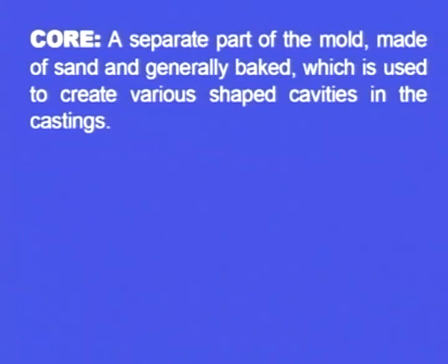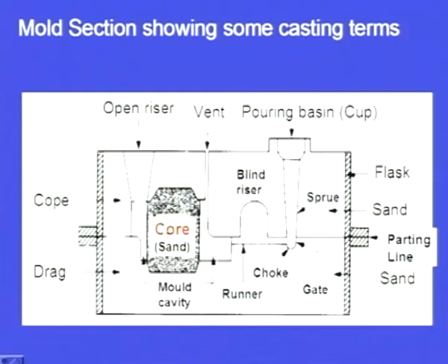Next one, core. This core comes into the picture whenever we have to make components with some hollow cavity. Whenever components are to be made with cavities or some recess, we have to use a core. This core is also made up of sand, and it will be baked to induce more strength. This is the sand mold, again this is the hollow cavity, and here we wanted a cavity. So, we have kept a core here, and this is the pouring basin, where we pour the molten metal. The molten metal will pass through, and this is the cavity of the component. The molten metal will occupy the space around the core, and after solidification we remove this core, so that there will be a cavity here.